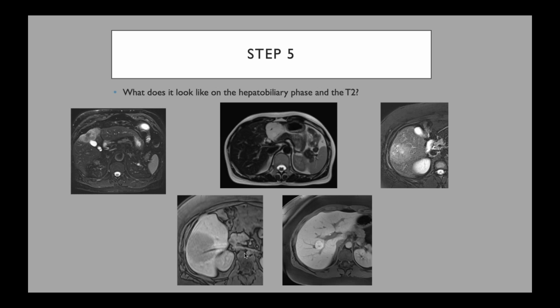Step 5 is really, what does it look like on the hepatobiliary phase and the T2? And these do have a lot of useful information. So this picture here in the middle, very hyperintense lesion. It's almost as bright as CSF. This was a hemangioma. So it does have this little band or almost scar-like area within it, but it's definitely a hemangioma.